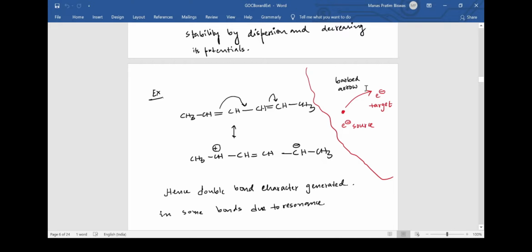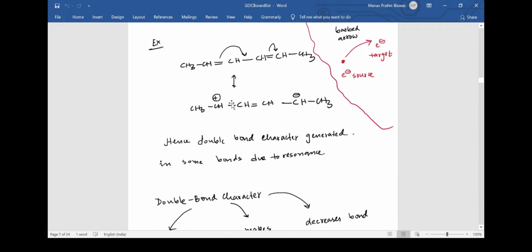It is called barbed because the head of the arrow is pointed like this, and the tail of the arrow originates from the place where the electron source is, and the head of the arrow goes to the position where the electrons will travel. So this is how we denote the movement of electrons, and here I have also denoted the movement of electrons like this, like the electrons in this bond are jumping to this bond, and then this bonded pair of electrons is jumping to the carbon, and that is how resonance is happening.